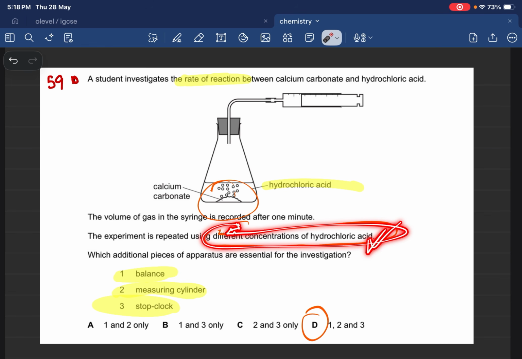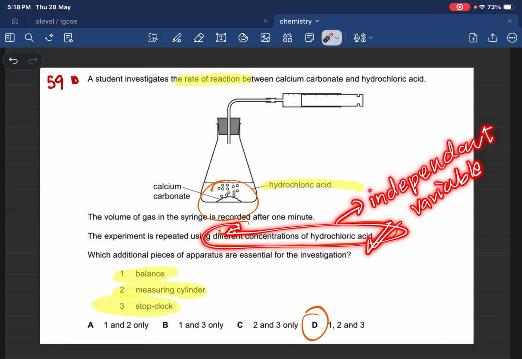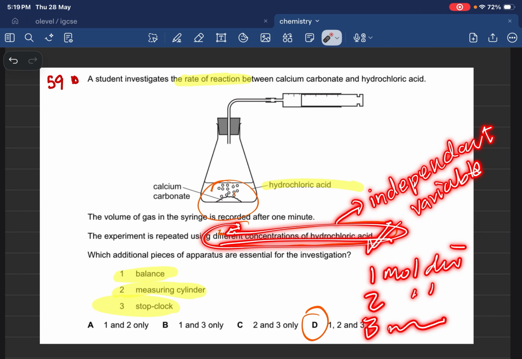When we change one thing, it becomes the independent variable. The independent variable is the variable we're going to change, like different concentrations of hydrochloric acid. In the first, we're going to use 1 mole per dm cube. In the other, we're going to use 2 mole per dm cube. In the next one, we're going to use 3 mole per dm cube. The thing that changes as a result of changing the independent variable is the dependent variable. That's going to be the volume of the gas.